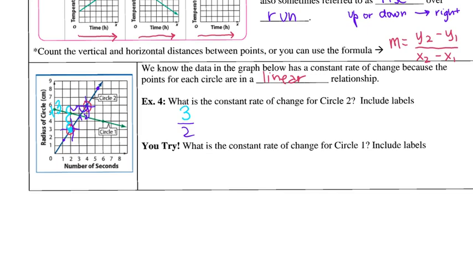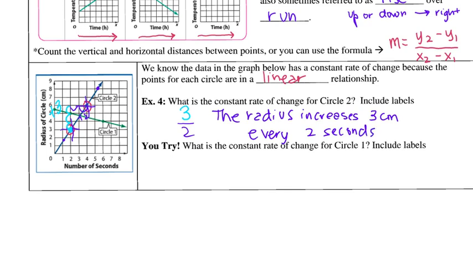So what is the constant rate of change? We need to include labels. We would say the radius increases. Go and write that with me. The radius increases 3 centimeters every 2 seconds.